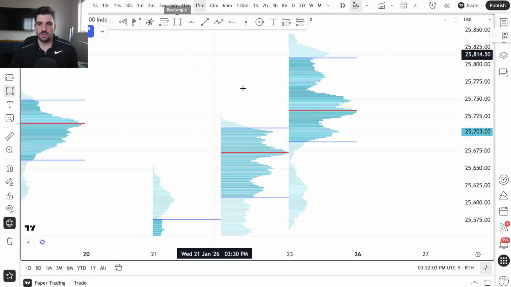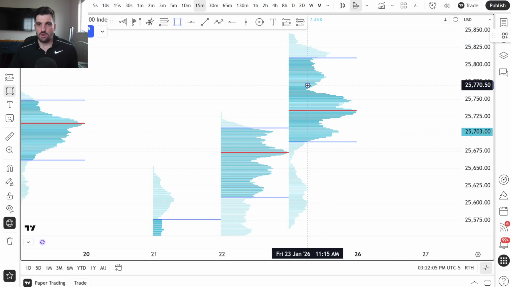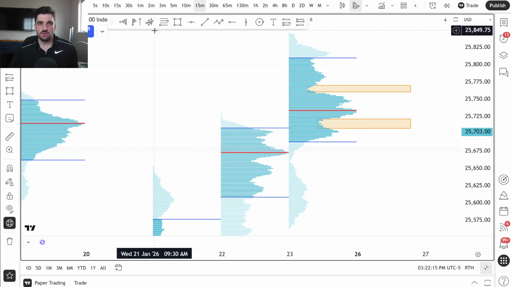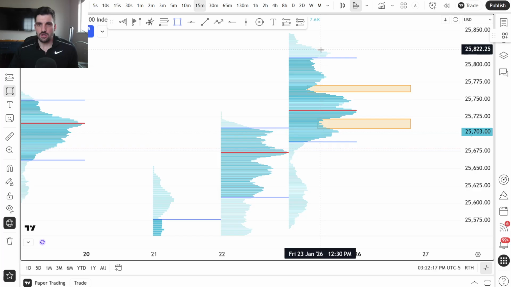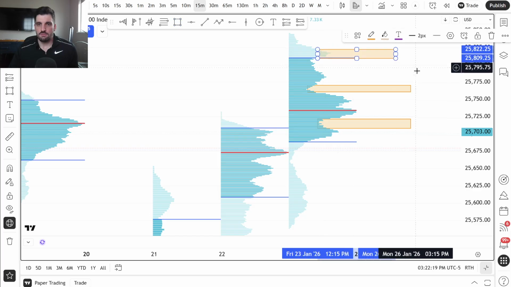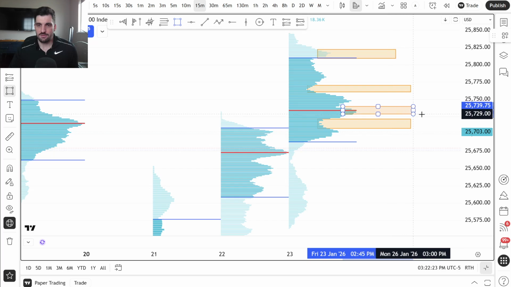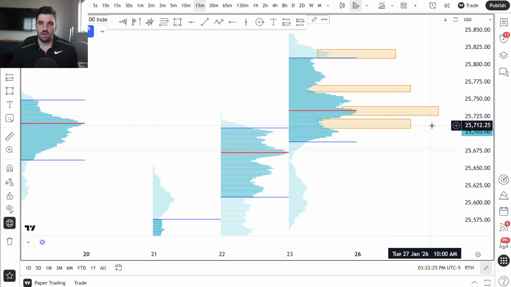And what you will notice is that there is what we call the low volume nodes, where there is not a lot of volume that was transacted at certain price points. All right. And then you can see the high volume nodes, where there was much more volume transacted at certain price points as well. So you have your high volume nodes and you have your low volume nodes.